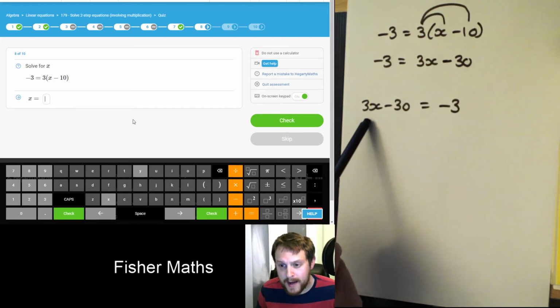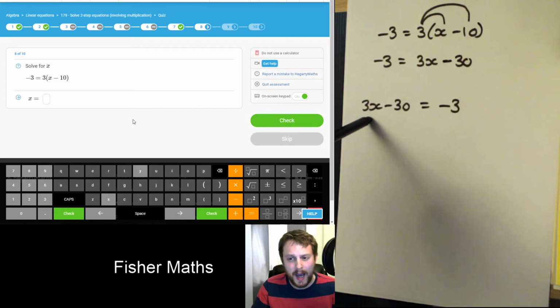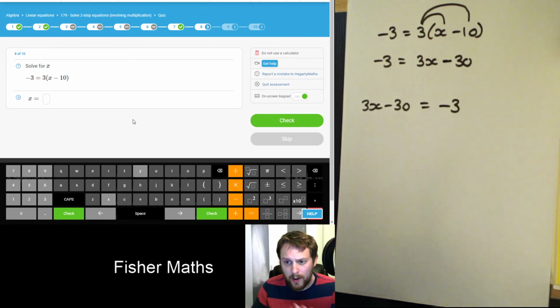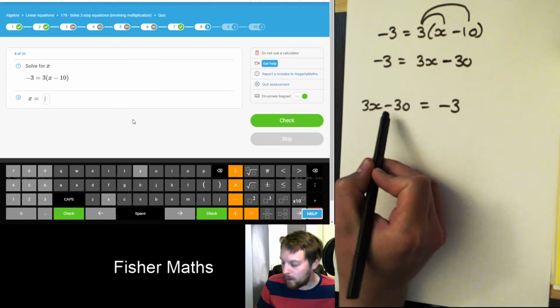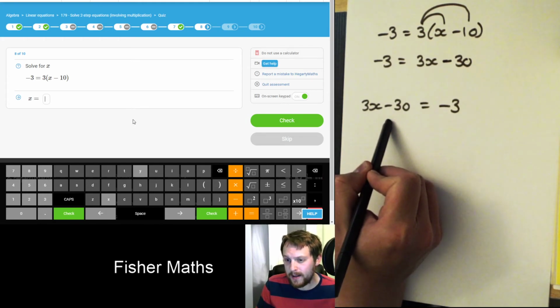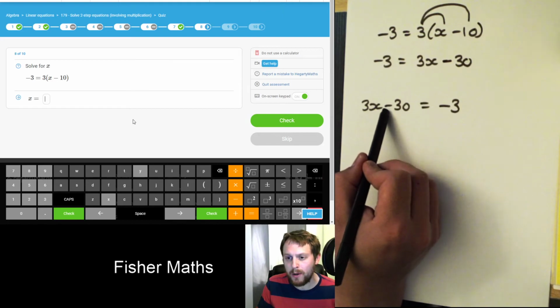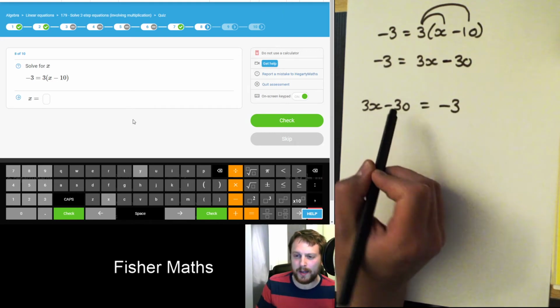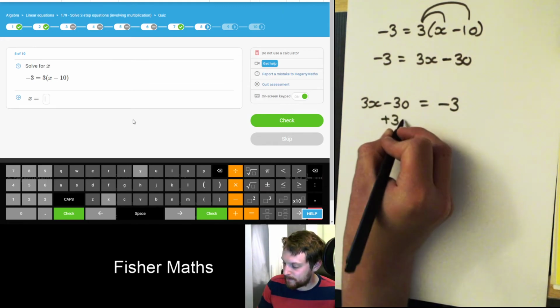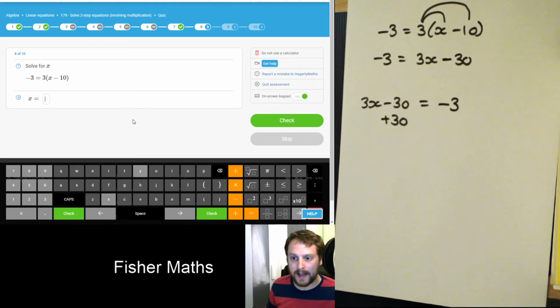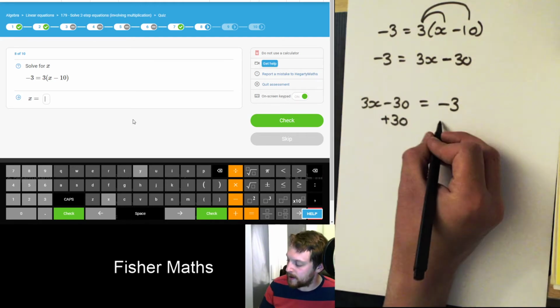So I want the 3x by itself. Remember, this is always the aim. You want the x term to be totally by itself on one side. So you do things that get you towards that goal. To get us towards that goal, we're going to add 30 to both sides, because at the moment I've got to take away 30. I don't want that there. In order to get rid of that from that side, I'm going to add 30. I can't just add it to that side. I have to add it to the other side as well.